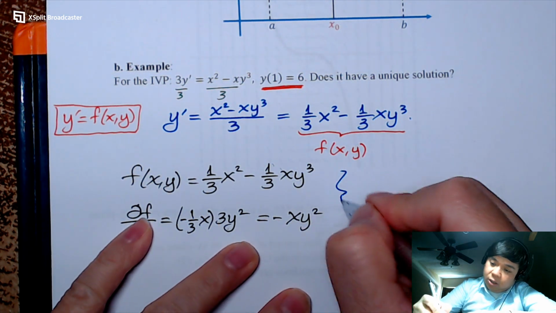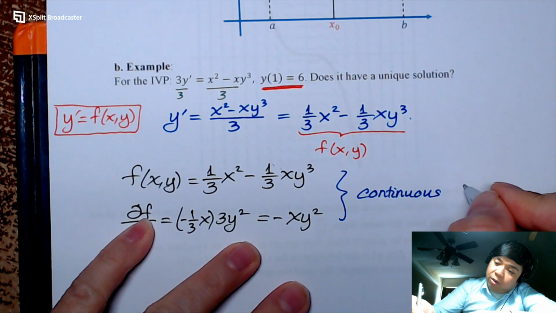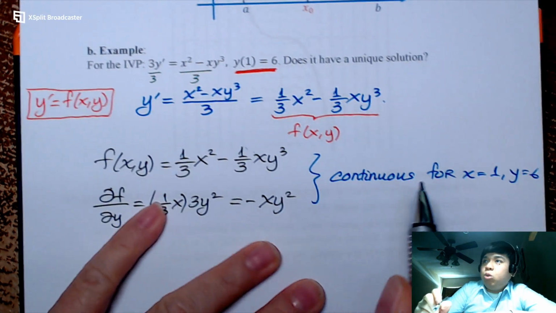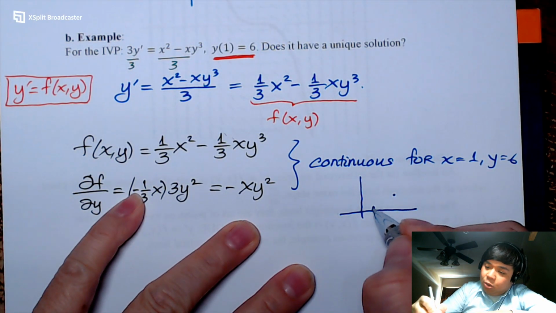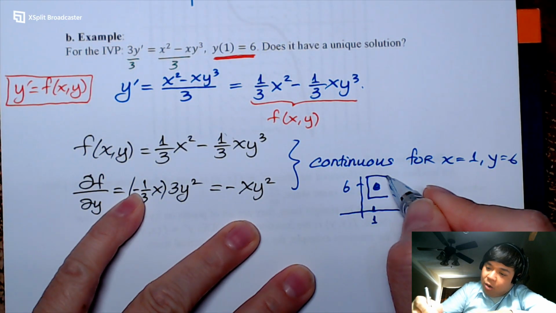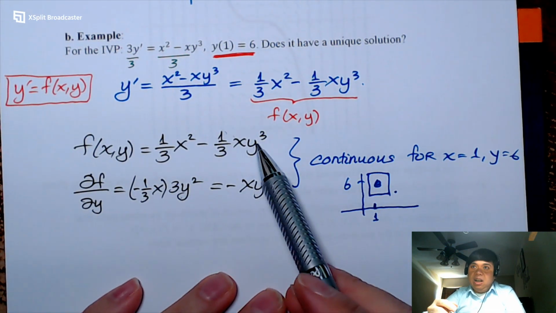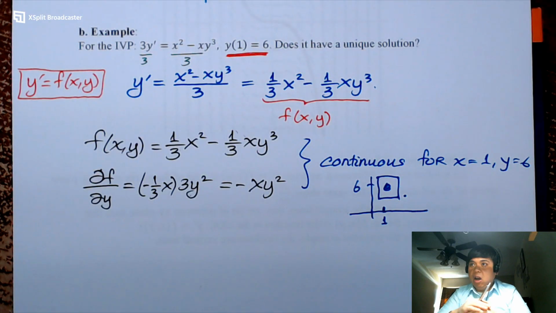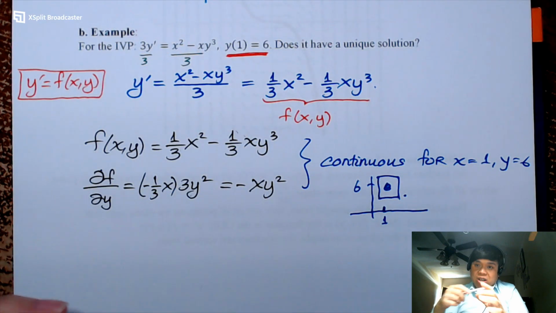So both of these functions are continuous because they are defined for x equal to 1, y equal to 6. Not only at 1 and 6, we have the point x equal to 1, y equal to 6, and there's a rectangle around it. Actually, not just a rectangle around it, it is the whole plane. Like we said, we can substitute any number in for x, any number in for y, so it is defined everywhere. So it is continuous on a rectangle around it.